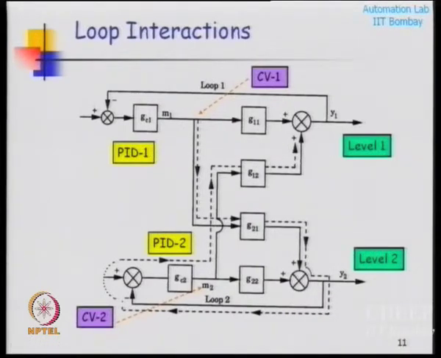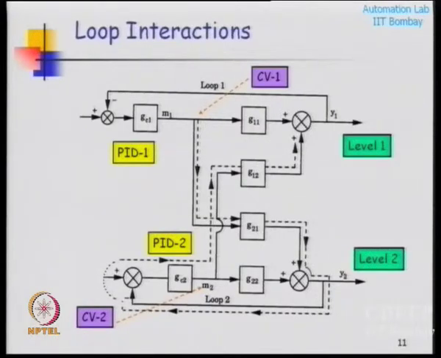So when there is another PID controller, whatever this controller is doing is affecting Y1 through two channels, through two routes. One is the direct route, and the other is this route through the other loop. Just imagine what would happen if there are multiple such controllers. There will be interactions between different loops and a given loop. Is everyone clear about what is happening here?